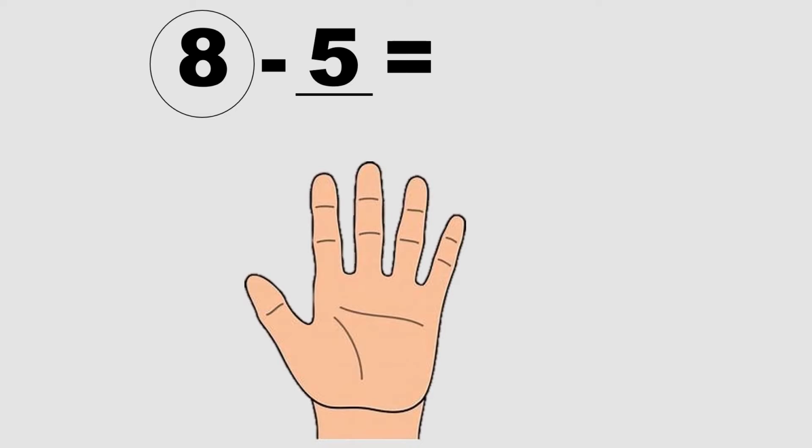Now count backward from 8. Before 8, 7. Before 7, 6. Before 6, 5. Before 5, 4. Before 4, 3. So the answer is 3. So 8 minus 5 is equal to 3.